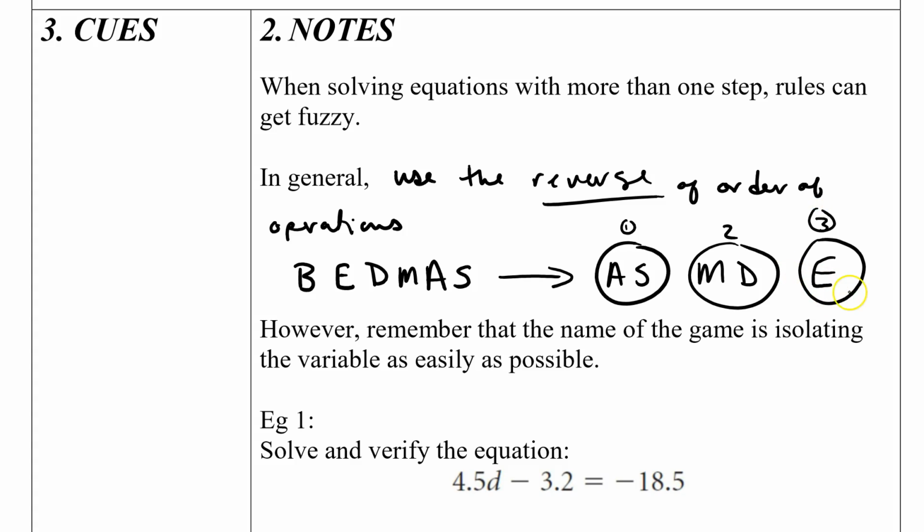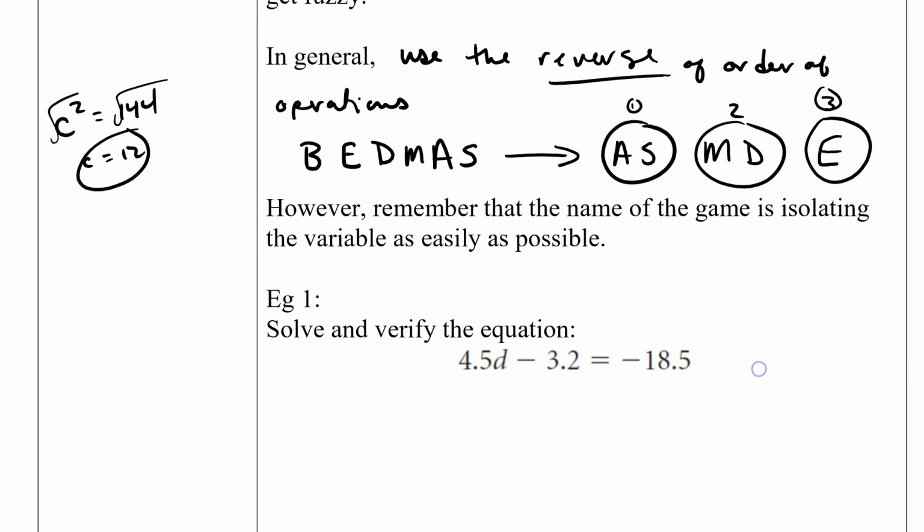Now, a good example of dealing with the exponents last is using the Pythagorean theorem. Oftentimes we're seeing something like c squared equals 144. Take the square root of both sides and you get c equals 12. So when I say do exponents last, exponents on variables are generally done last. However, all of these are kind of like fast and loose rules, okay? They sometimes apply and sometimes they don't apply. So you kind of have to take every single equation as it comes. However, remember, the name of the game is isolating the variable as easily as possible.